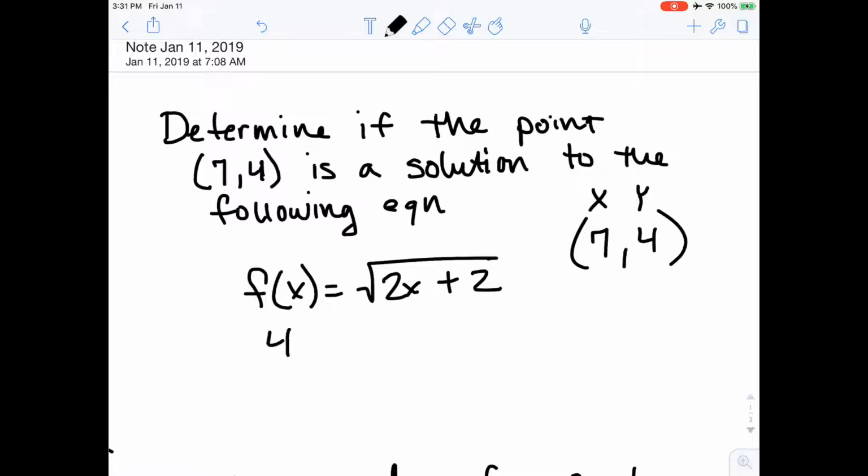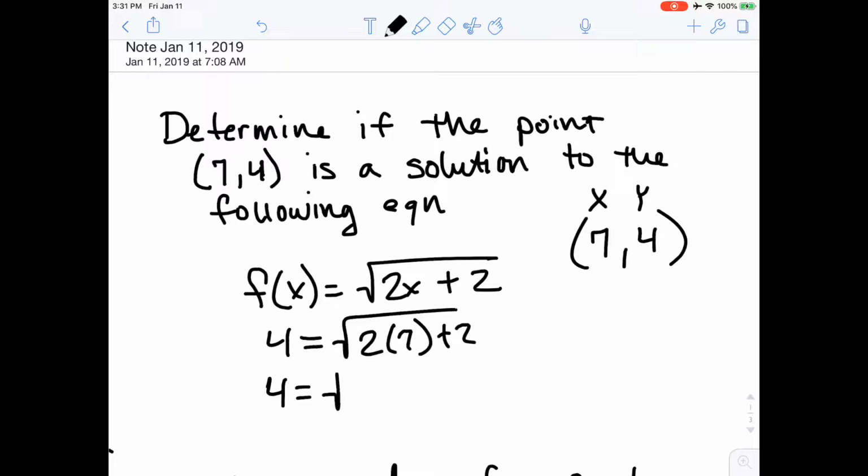So I'm going to say 4 equals the square root of 2 times 7 plus 2. Now, what you're doing when you want to determine this is you want to see if the left-hand side of the equal sign equals the right-hand side. If they do, then the point is a solution. If you get two different numbers, it's not a solution. It's that simple, you just have to do a little bit of algebra.